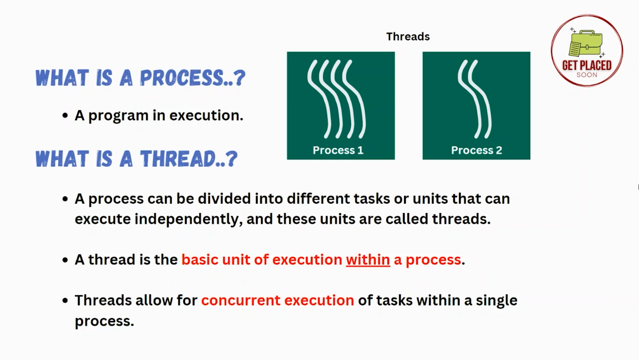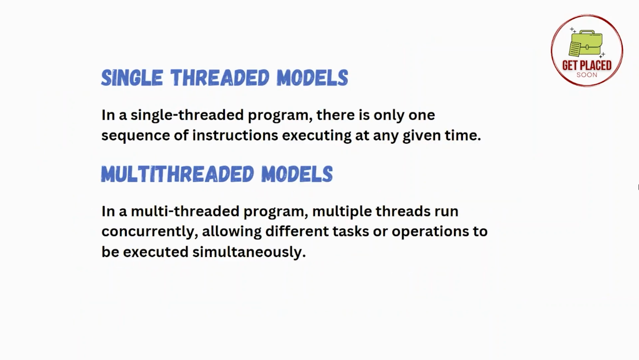I hope you understood. Moving ahead, we have two types of models, that is single threaded models and multi-threaded models. In single threaded program, there is only one thread. So only one instruction is running at a time. So chopping is done, then peeling is done, then something else is done. Only one thread is present, so one by one it happens.